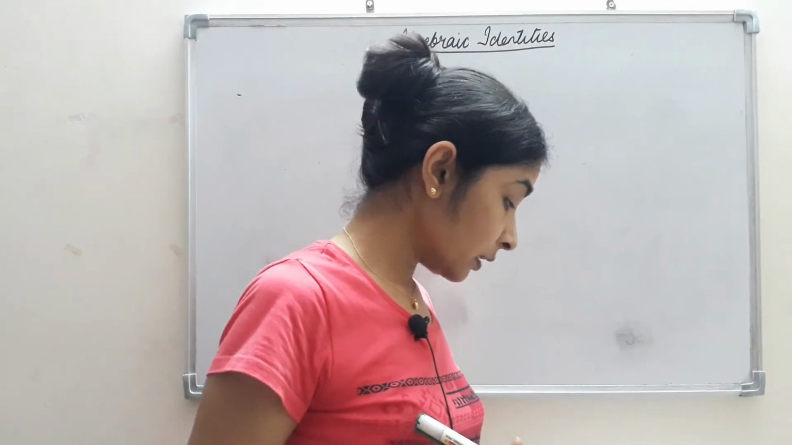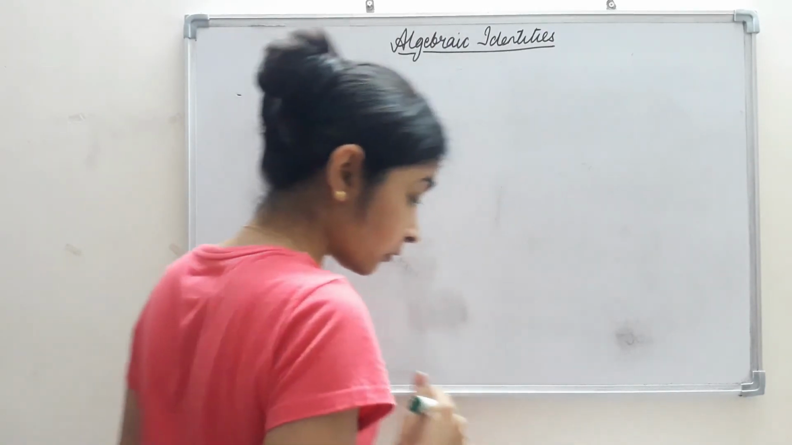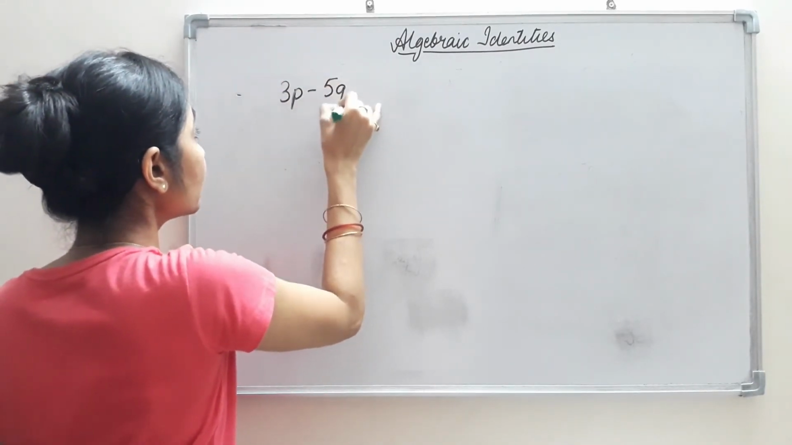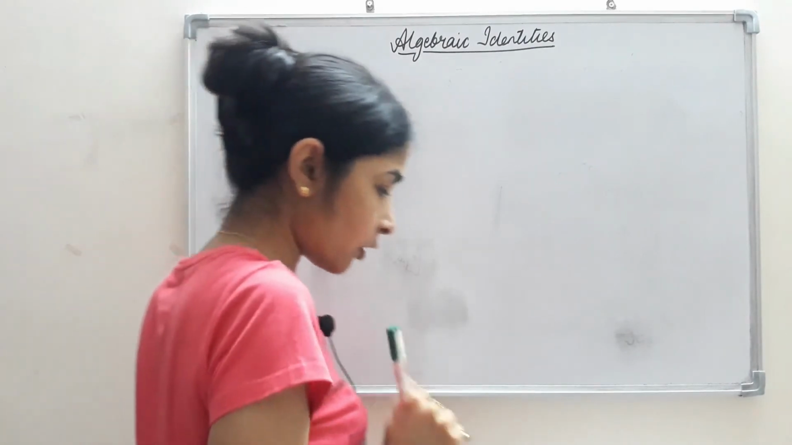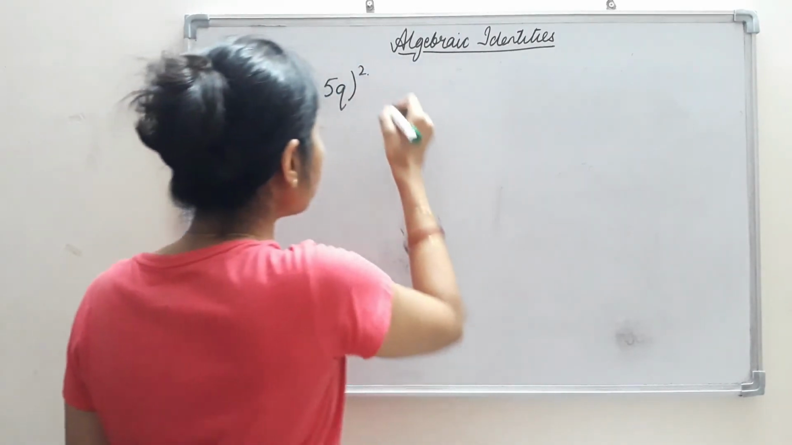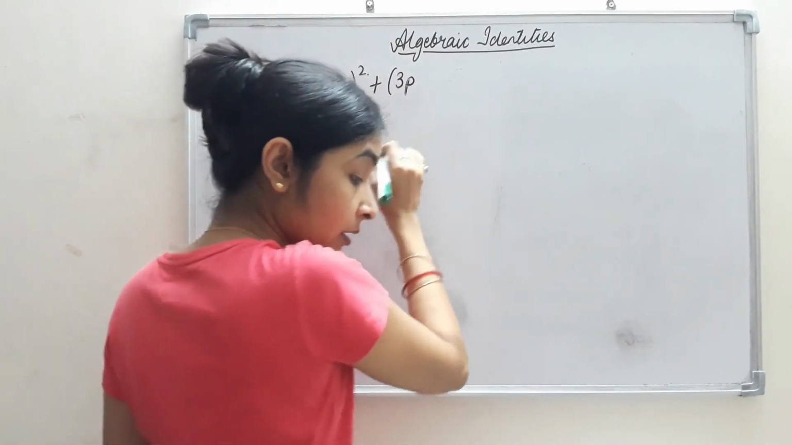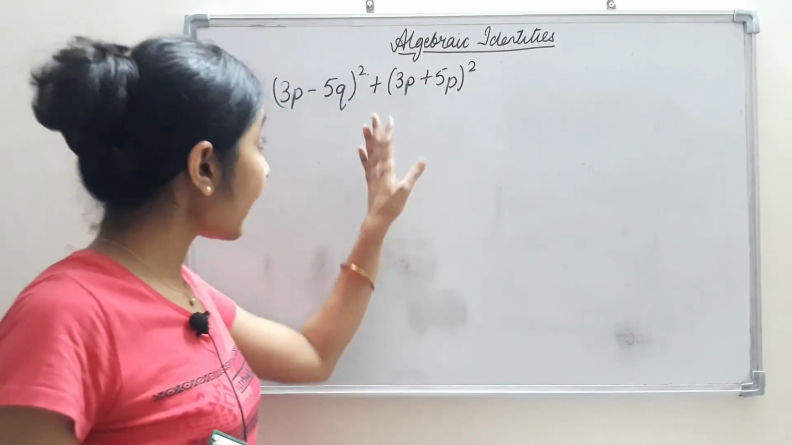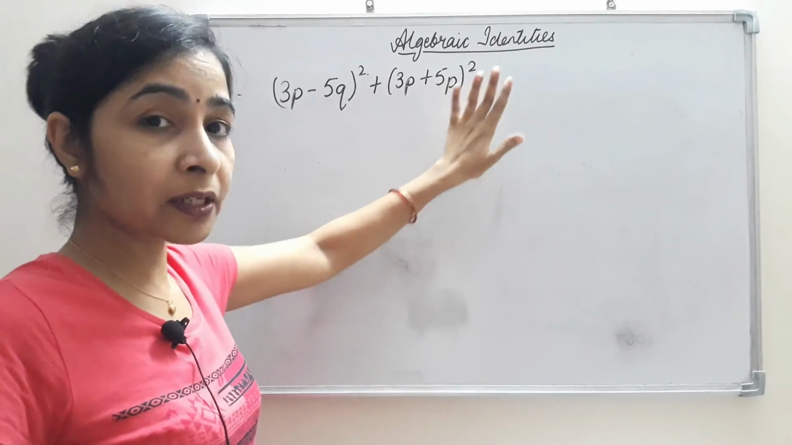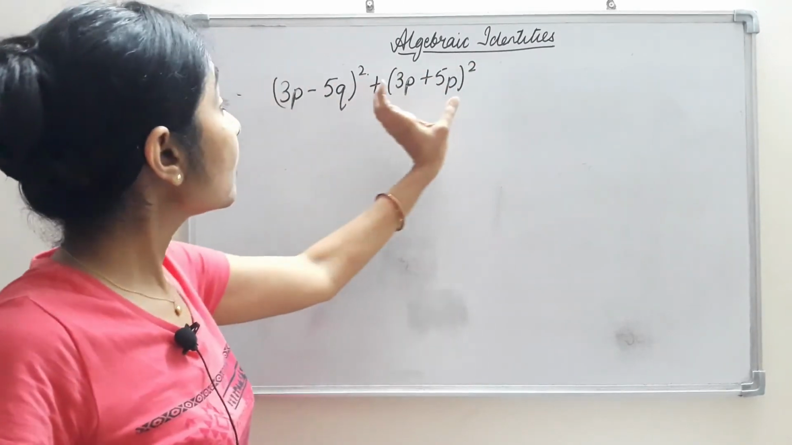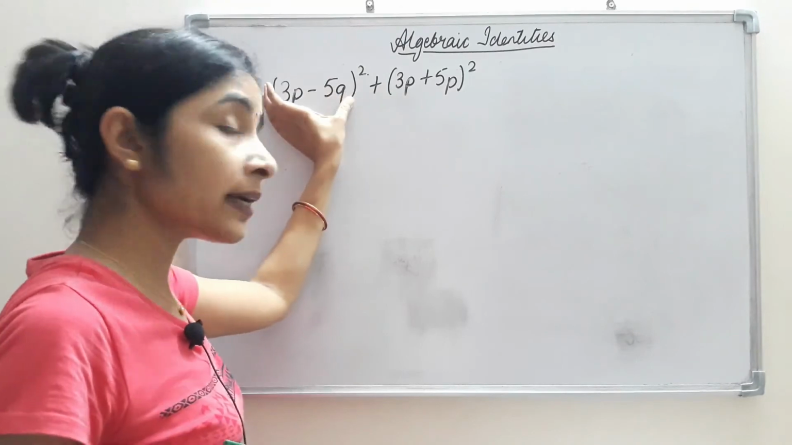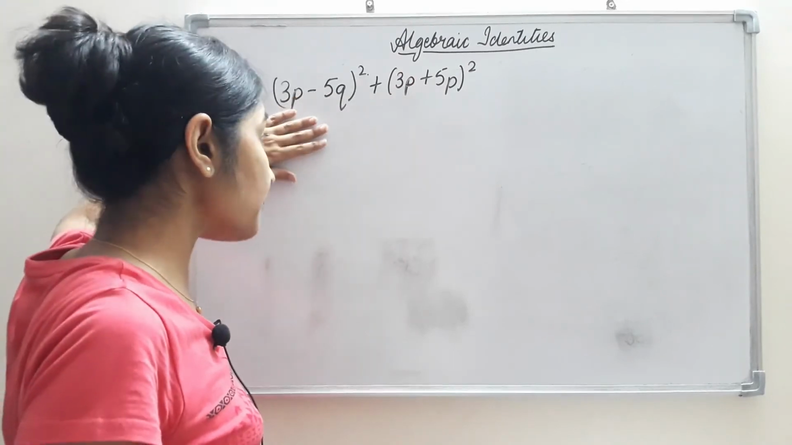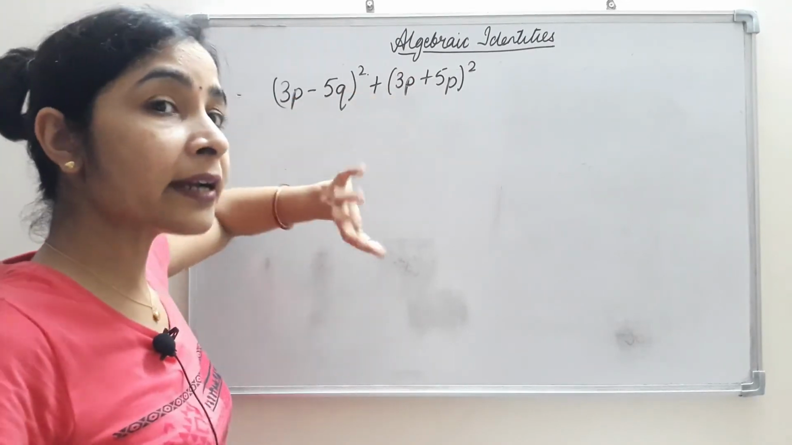Now here we have (3p minus 5q) whole square. This we have already done, but here we also have plus (3p plus 5q) whole square. We are supposed to add them. That means first we'll use the identity of (a minus b) whole square here, and here we are going to use the identity of (a plus b) whole square, and we'll expand these terms, and after that we are supposed to add all the like terms.